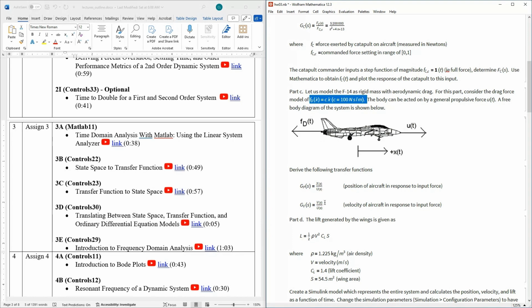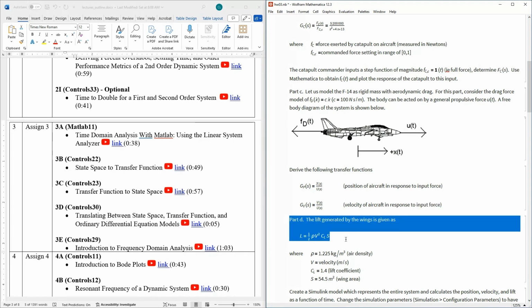So again, you should be able to get these transfer functions of how the position of the aircraft responds to an input force, and how the velocity of the aircraft responds to an input force. So get these two transfer functions and derive them. And then once we have these two transfer functions in mind, let's go ahead and make some side or parallel calculations.